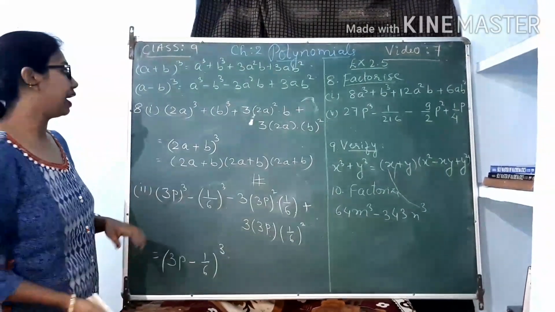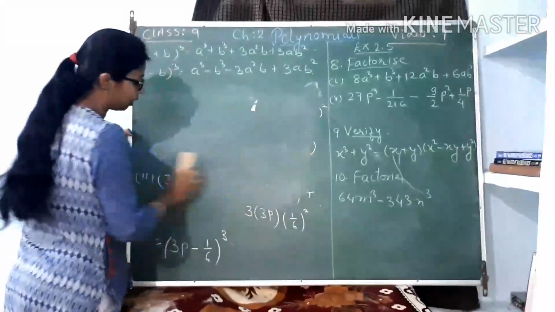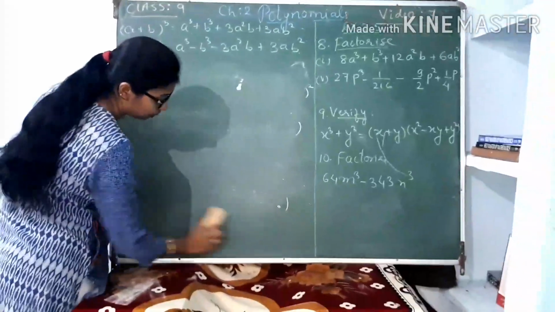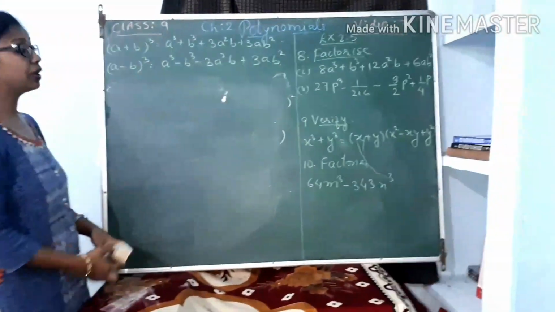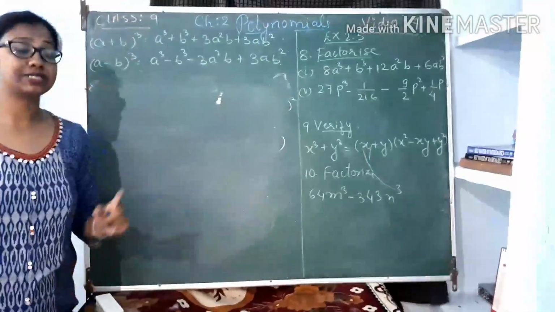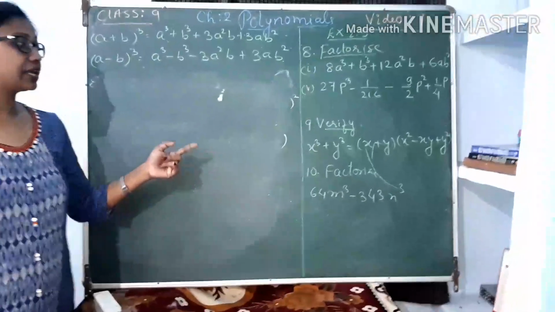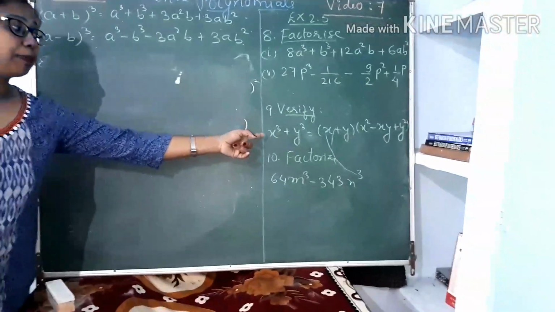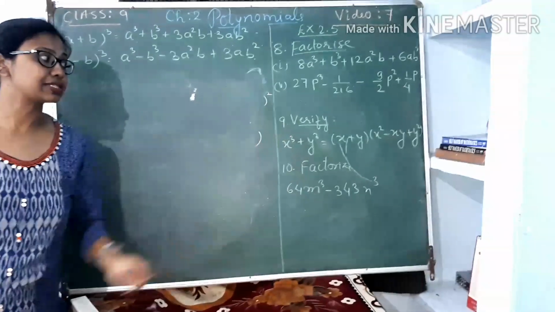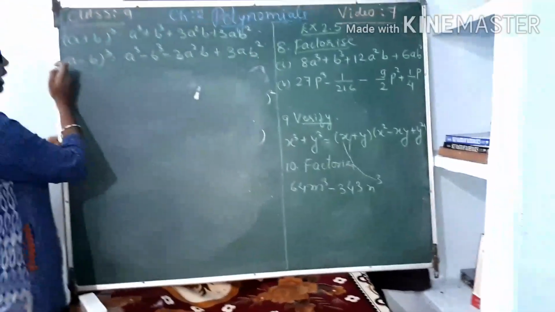Now question number 9. Question number 9 has two parts. I have taken the first part. I hope the second part you will be able to do. This is an identity as well. This identity you must learn also. X plus y whole cube. Why is it x plus y cube? X cube plus y cube is (x plus y) into (x square minus xy plus y square). This we have to verify.